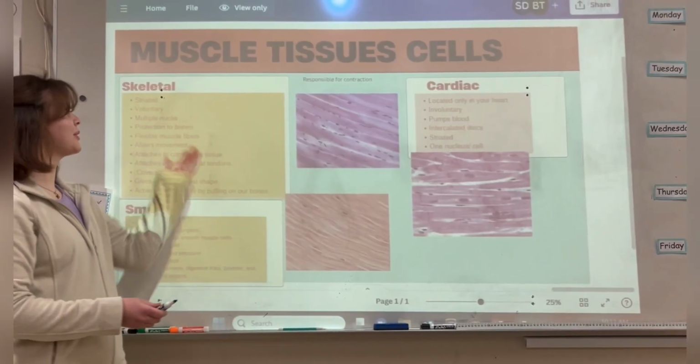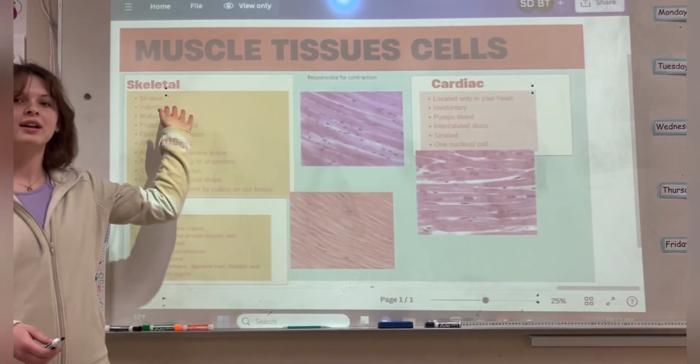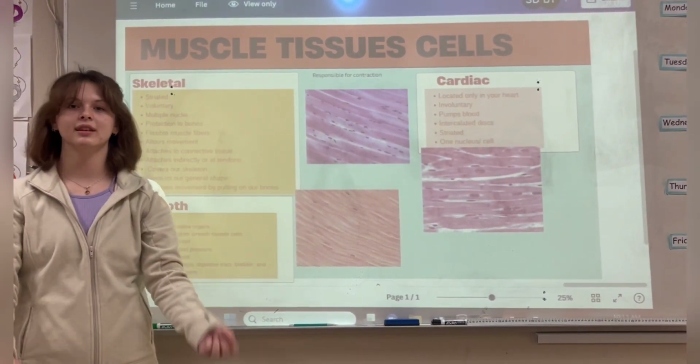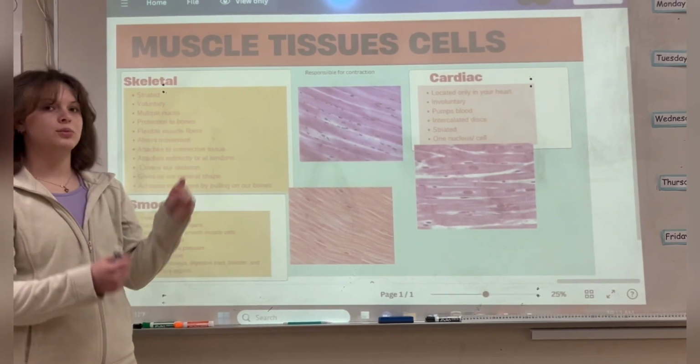Hi, so today we will be learning about muscle tissue cells. So let's start with our skeletal muscle tissue. Think of a person at a gym. They're lifting weights or they're running. That is your skeletal muscle tissue working.